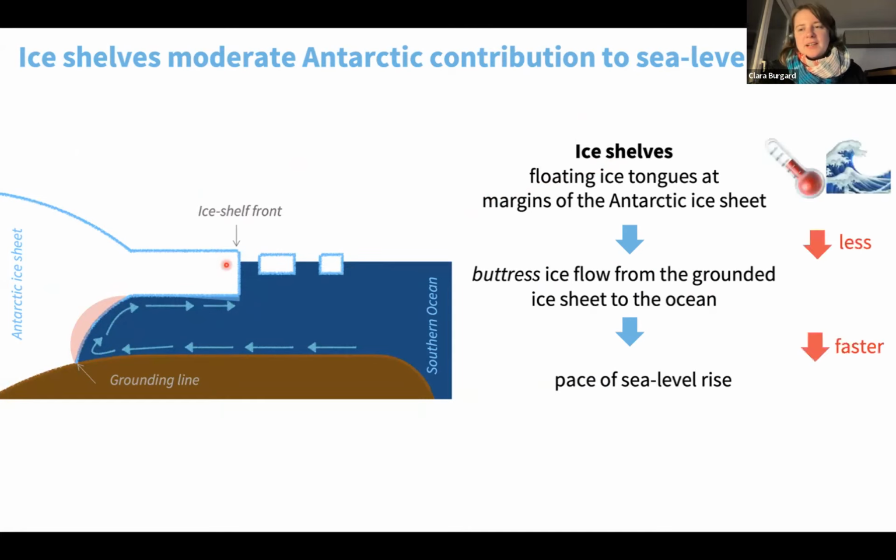And currently with climate change, the ocean is getting warmer and also the circulation is changing, and therefore warmer ocean water is touching underneath the ice shelves and leading to melt and thinning, so that there is less buttressing of the ice flow from the grounded ice sheet to the ocean, and therefore sea level rise can get faster and is getting faster.